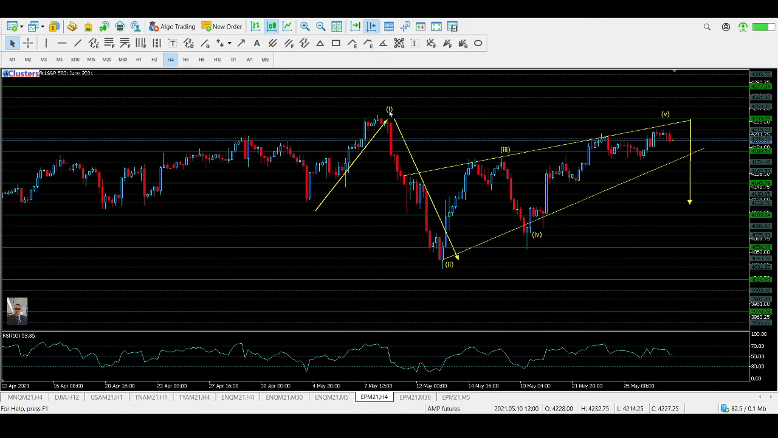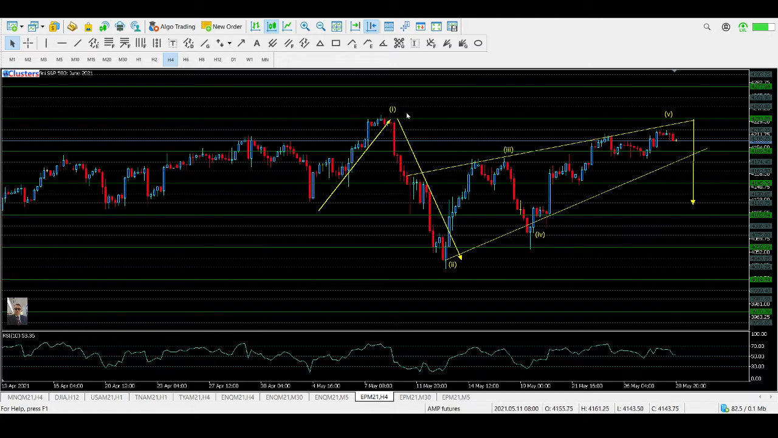There's another pattern here that I've plotted, which is the Elliott wave. We had a 5 wave just completed, 1, 2, 3, 4, 5, and like I said, we could be looking at a pullback from here.